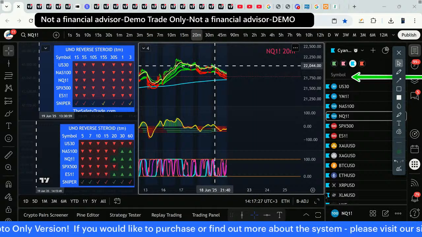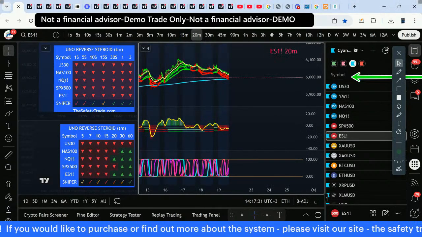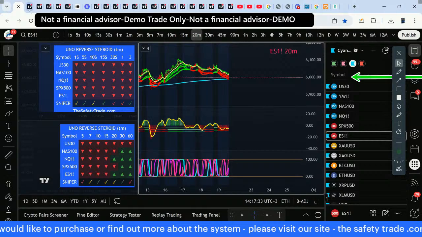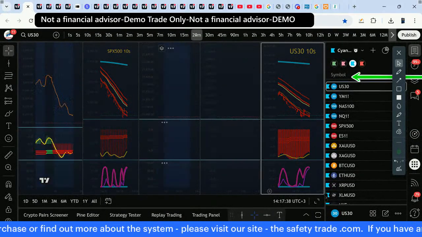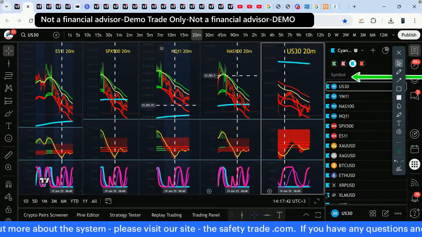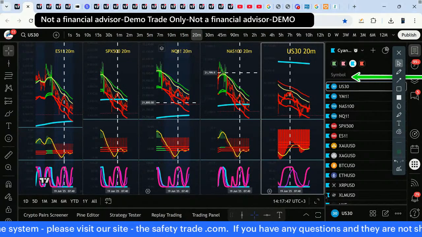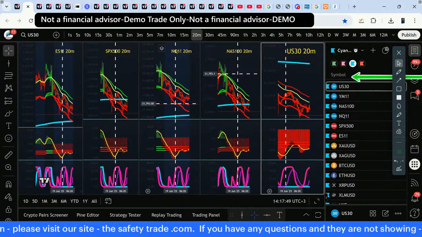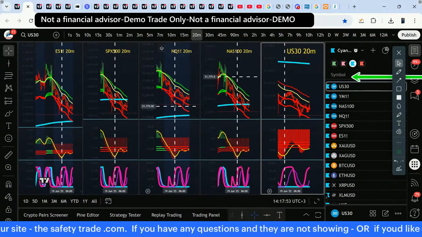NQ1 and ES1 to be hitting their 20-minute blue lines. That means a sell stop for all indices to their 20-minute blue line. Free money giveaway, NQ1 ES1 to the 20-minute blue line sell stop. I never play sells, but if I was, this is really tempting.